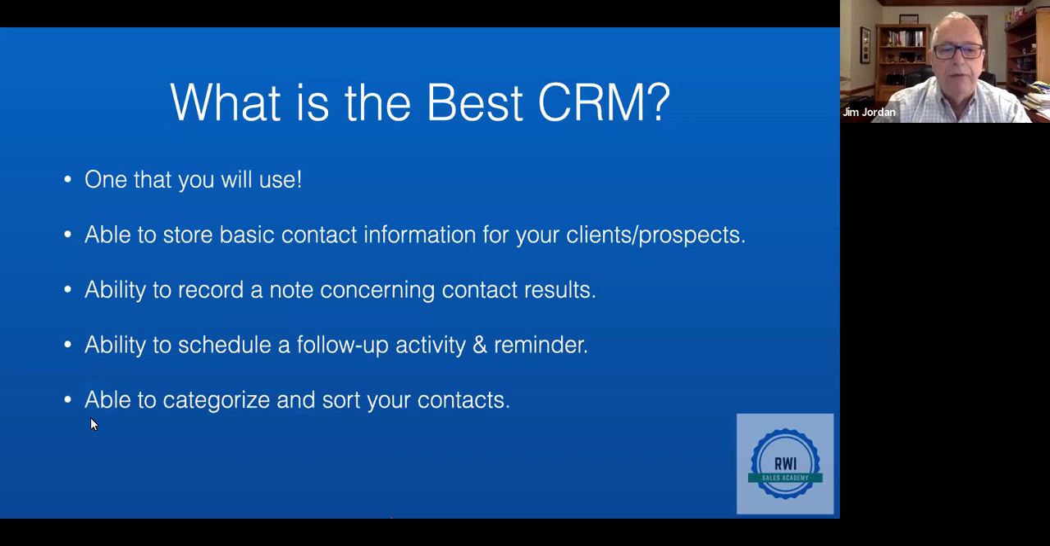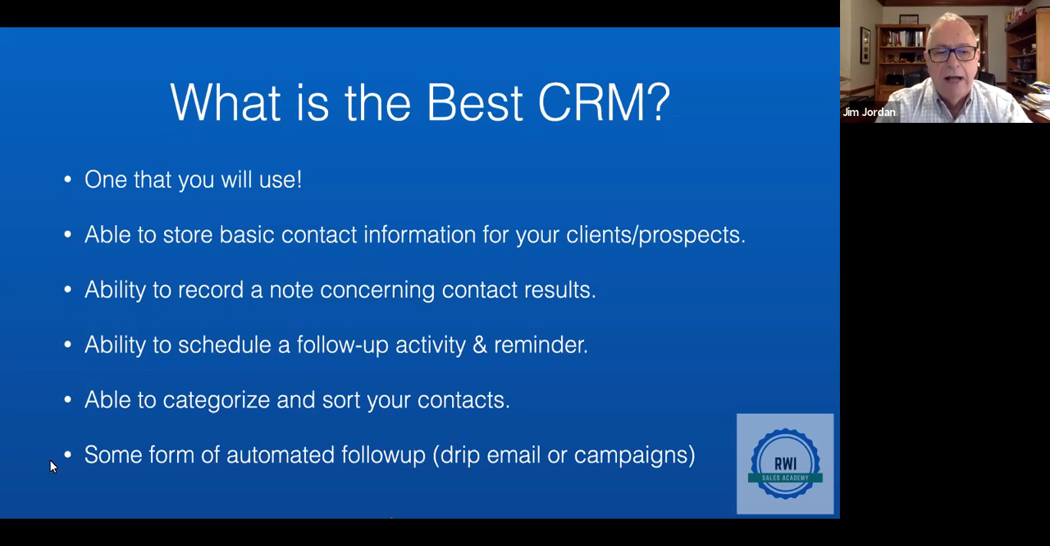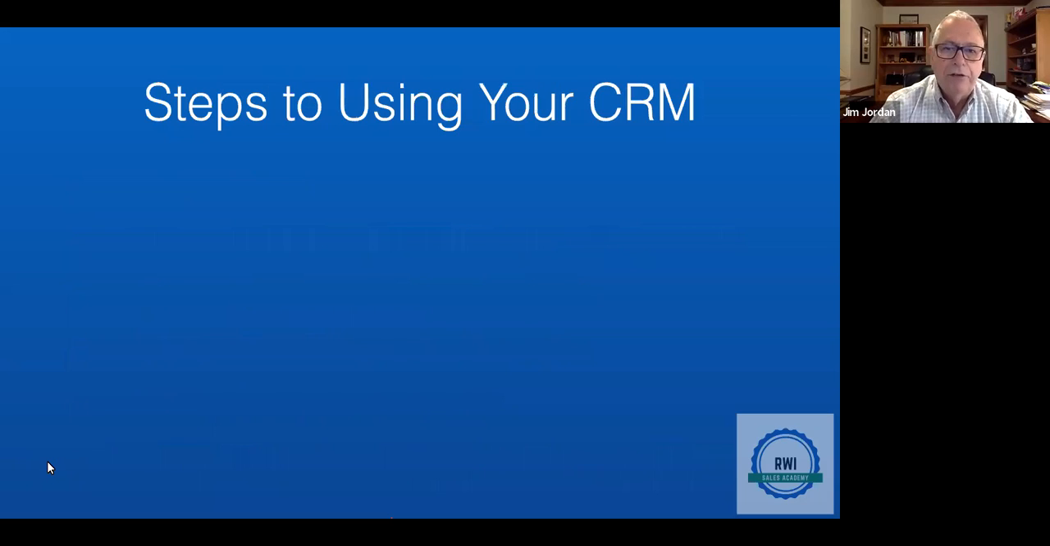You also need to be able to categorize and sort your contacts into different groups. And this can help you in terms of reaching out to those particular contacts. And it would help if there's some form of automated follow-up, drip email campaign, or maybe an e-newsletter that can automatically be sent out to your database. That is very helpful as well in terms of a customer relationship management software.